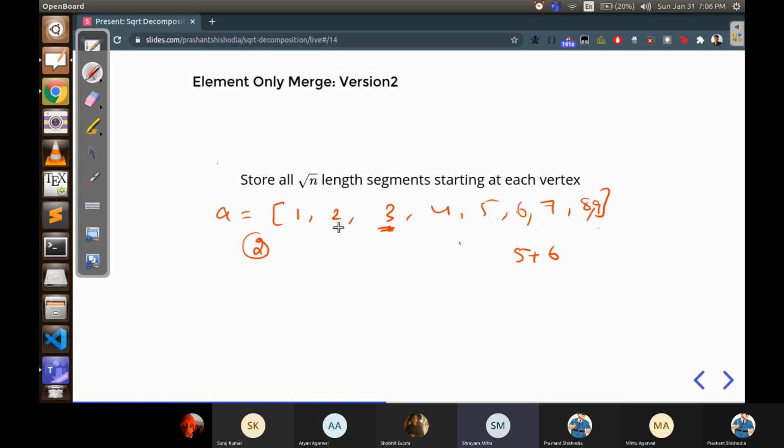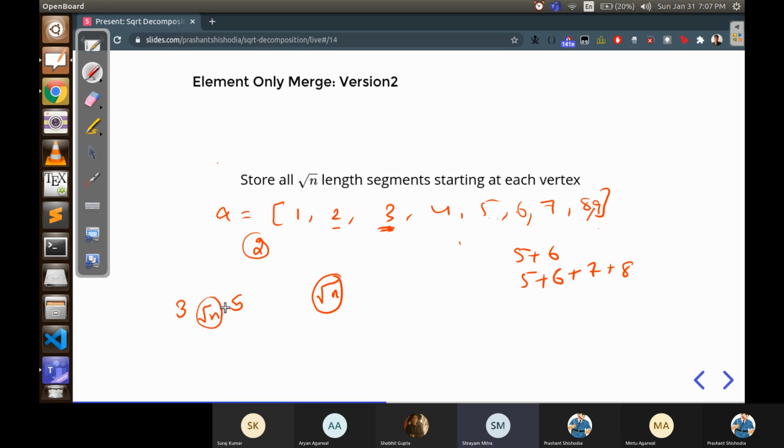No, not like that. I was saying, from this array only, it would store 5 plus 6, 5 plus 6 plus 7 plus 8. So here there are two elements, but in a general array, there would be root n elements, and the number of elements between 3 and 5 is also root n. Okay, 3 and 5. There are root n elements.